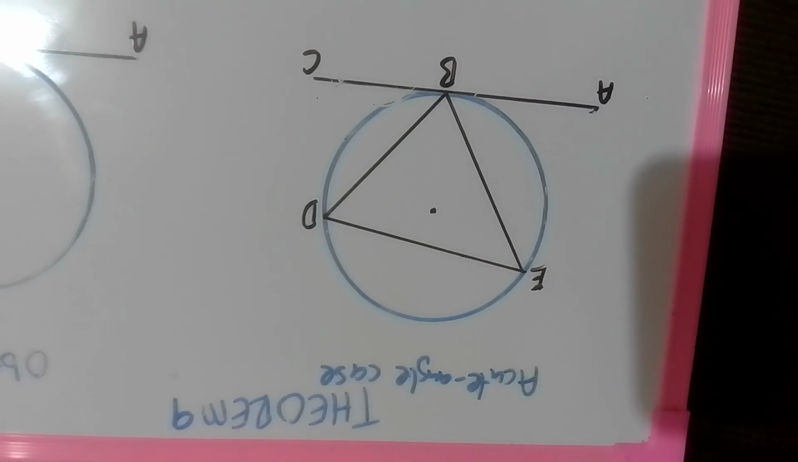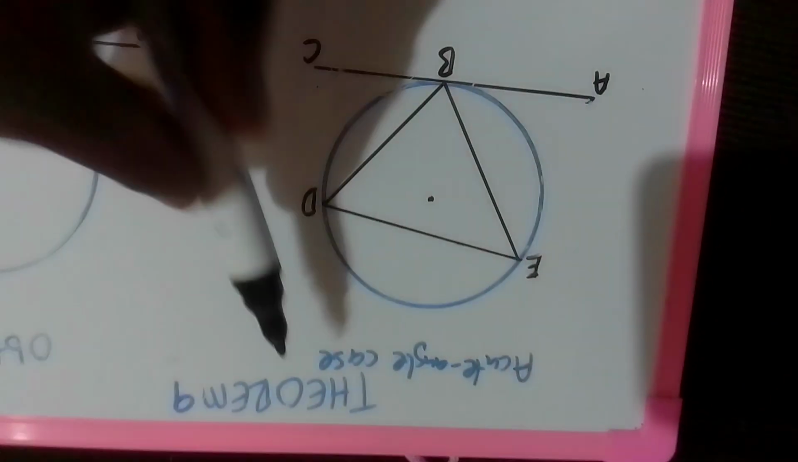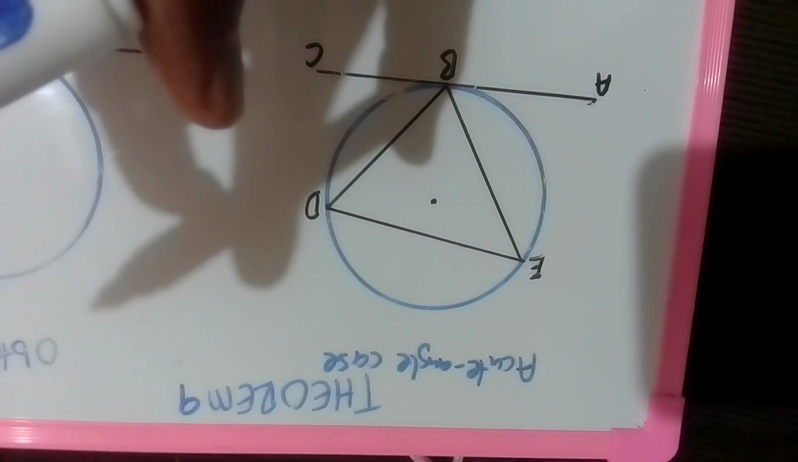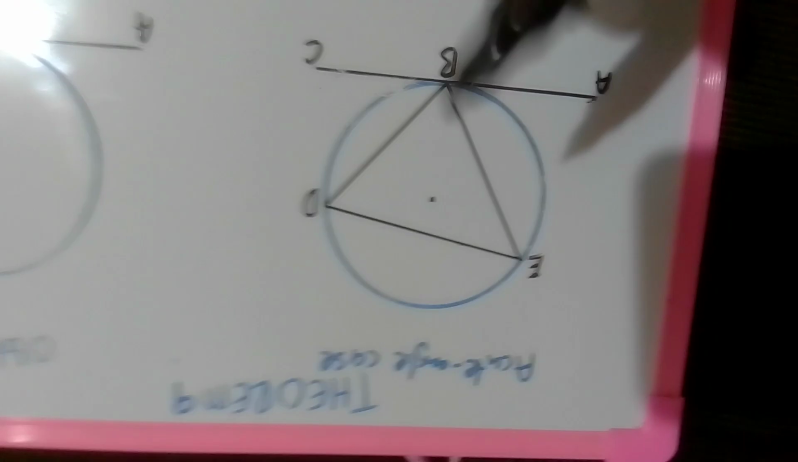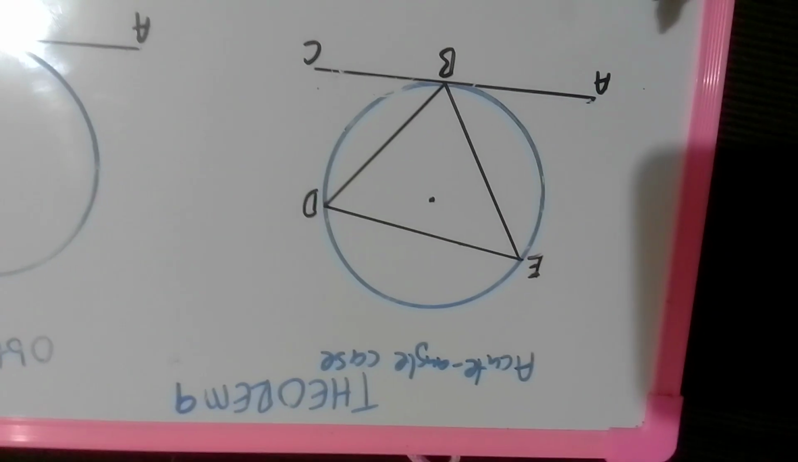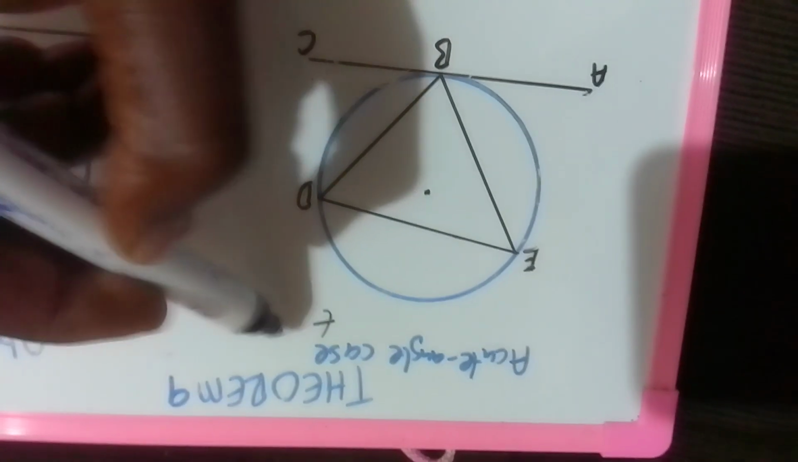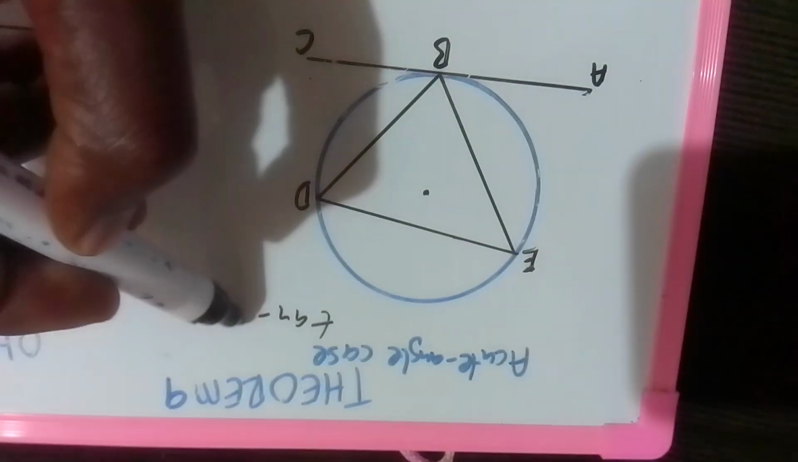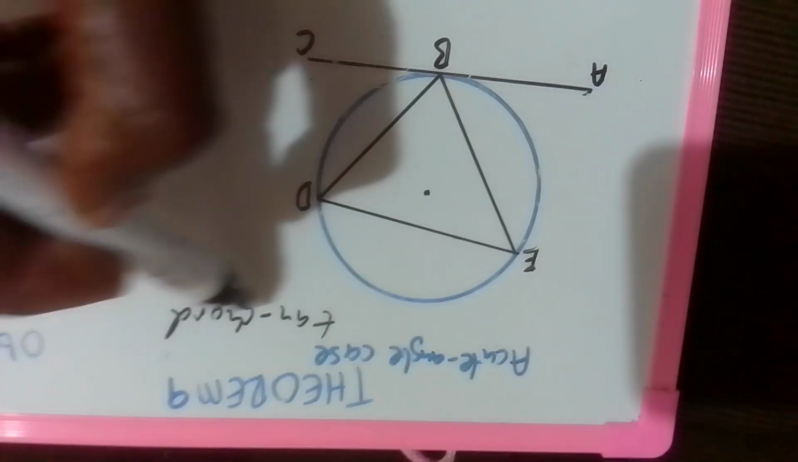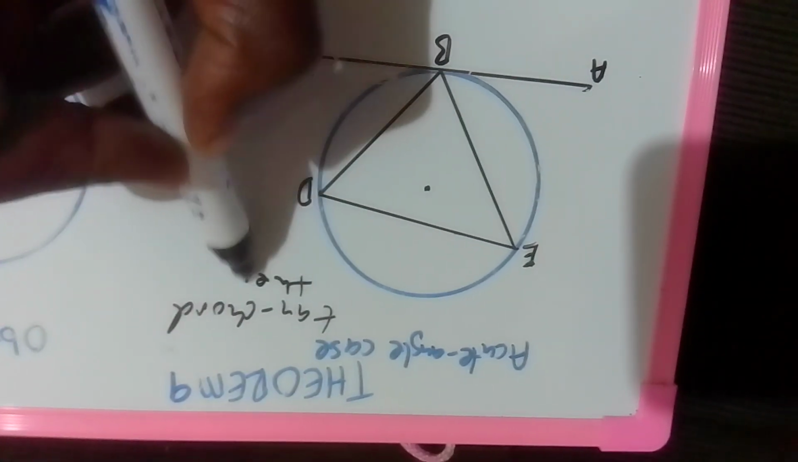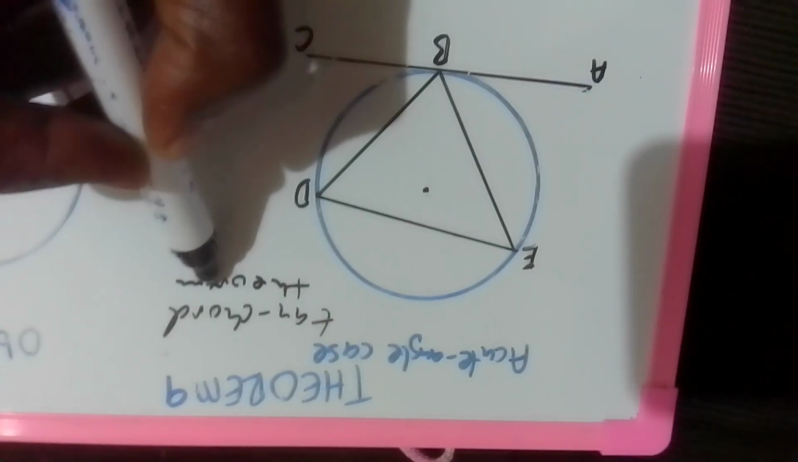All right, we are on the last theorem, theorem 9. And what do we deal with in theorem 9? In theorem 9, we deal with what is called the Tan-Chord Theorem. This is the famous Tan-Chord Theorem. And do yourself a favor. I want you to pay attention to this theorem.